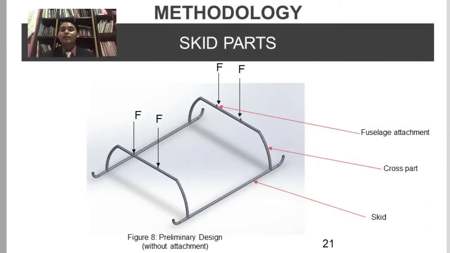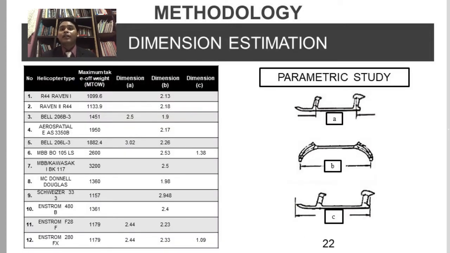Okay, basically this is the preliminary design of the skid landing gear, and we can see that it consists of 3 main parts, which are the fuselage attachment, cross part, and skid part. Okay, the next step is the dimension estimation.